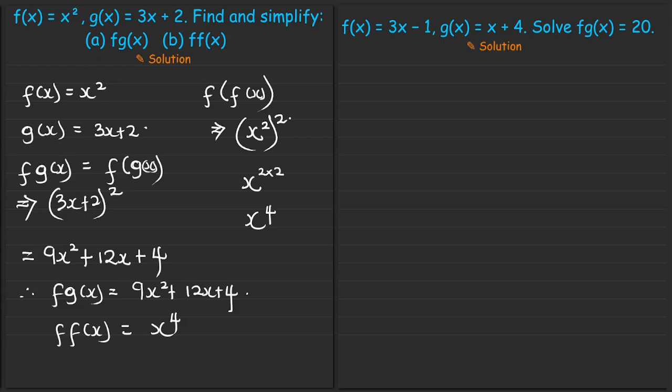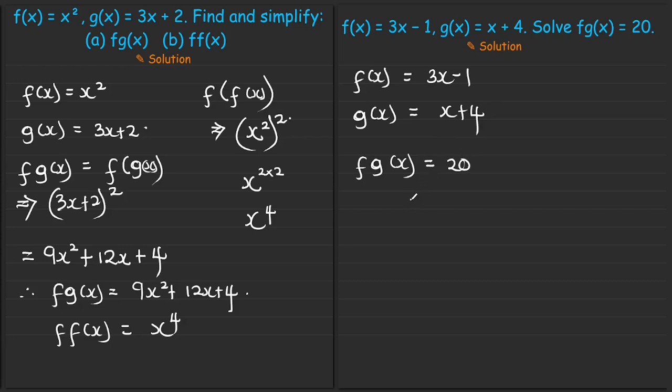So our solution. We first of all have our function f of x being equal to 3x minus 1. And we have g of x as well, which is equal to an x plus 4. And we want to solve for f of g of x is equal to 20. So what this means is we should find the value of x that actually makes this 20.